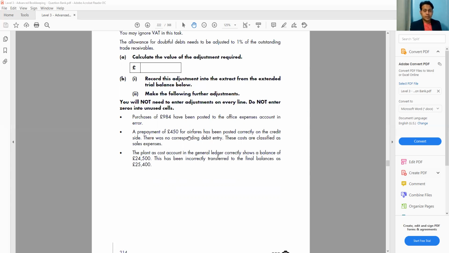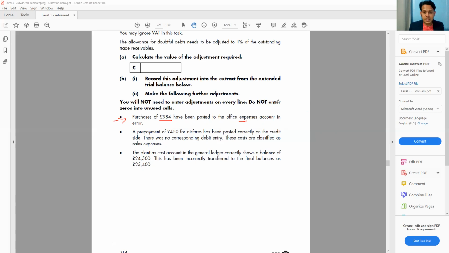So what is the correction we need to make? There are a few corrections we need to make. The first one we have here, purchase of 984. Purchase of 984 has been posted to the office expense account in error. So what is happening here? There was something purchased that was 984, but mistakenly I put it on the office expense. So what I need to do now, I have to take away from the office expense and include it on the purchase expense.